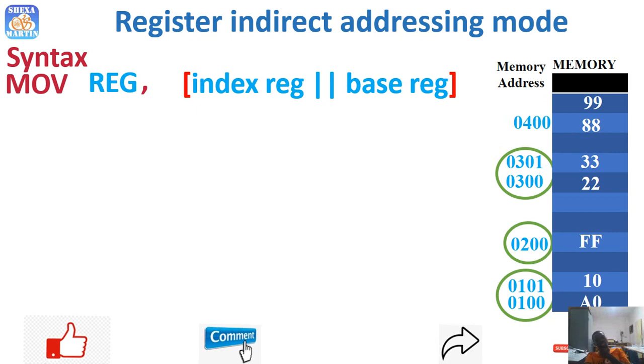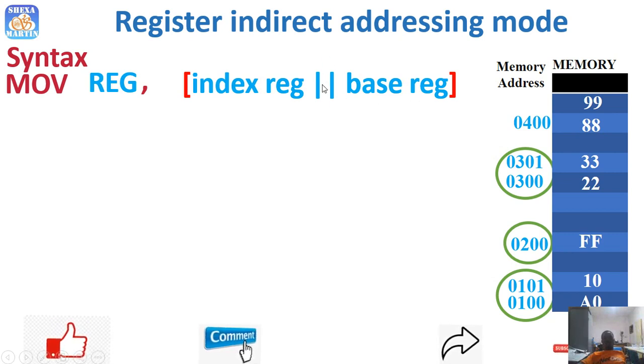Right, we move to a register. What do you move to the register? Something that is at an address which is residing inside an index register or base register. I want you to understand this instruction. I am moving to a register the value that is residing at an address which is inside an index register or base register.